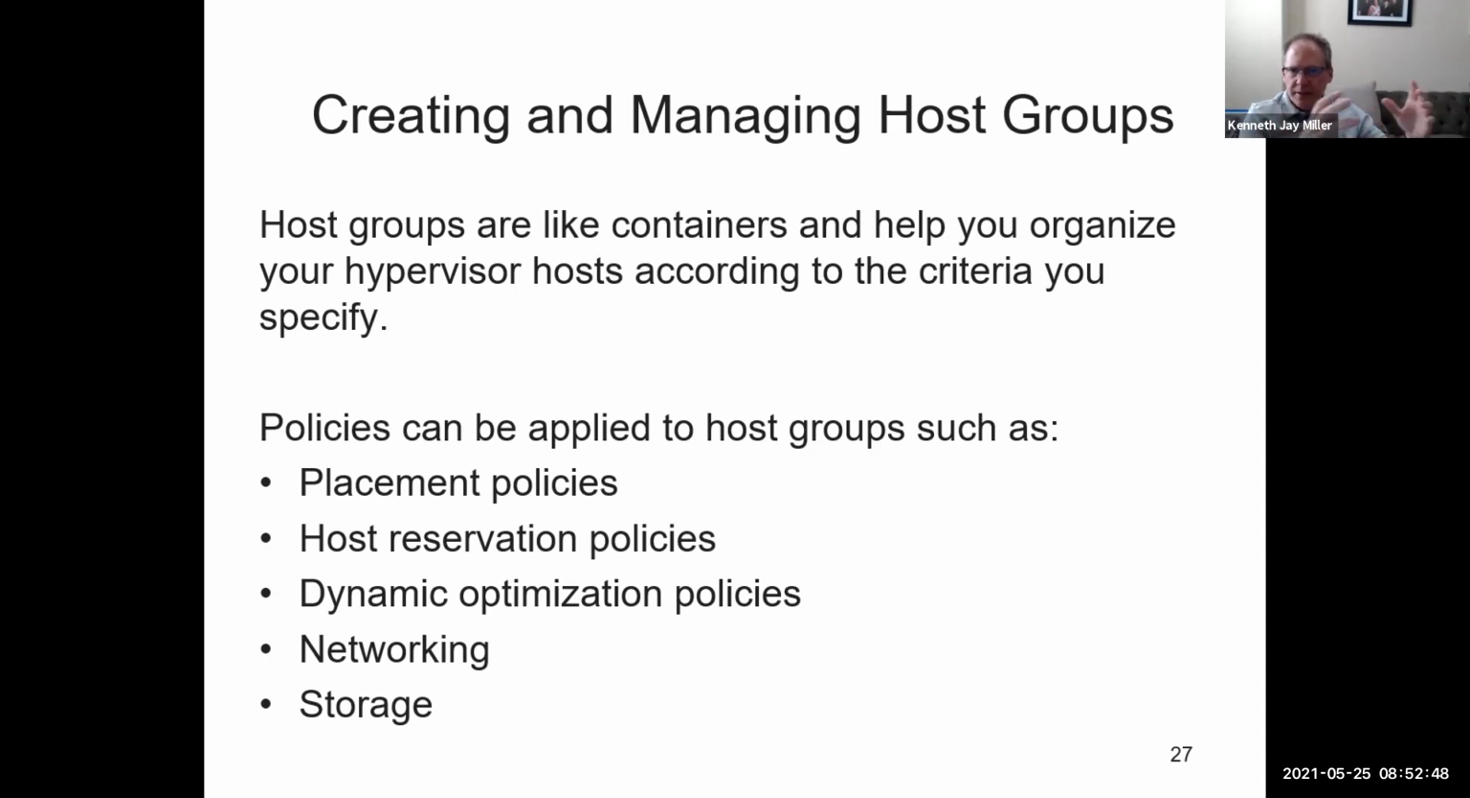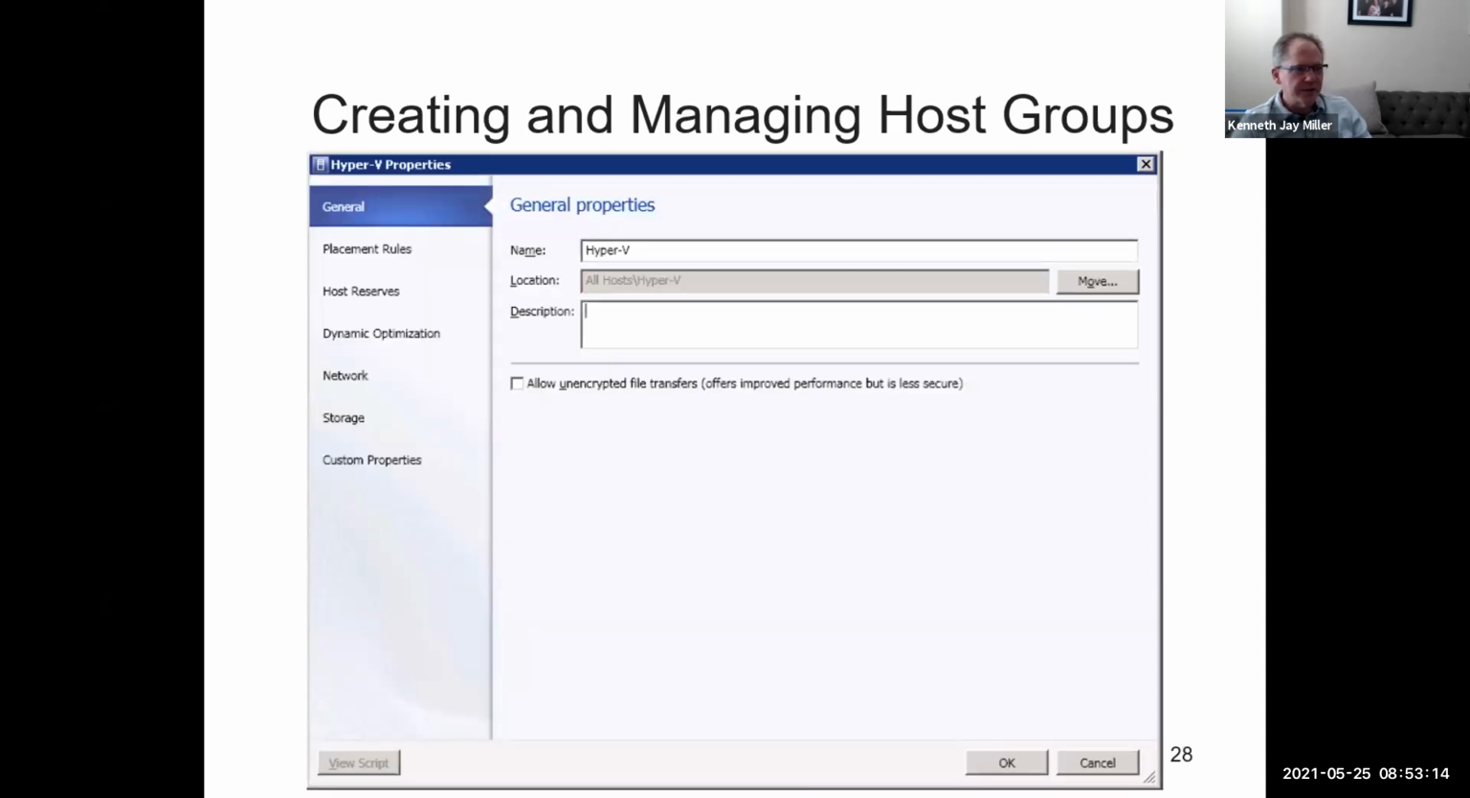We'll add them into a group, and then we can manage that group with policies for where our VMs will be placed, the host reservation policies, how we're going to dynamically optimize those things, what type of networking, where is the storage, what is the size of the storage, what is the type of the storage, and all those things will be included in that. But here's where we create and set those up. So we would give a general property of a name, and then once we set that, we will go in and add our hosts into our group.